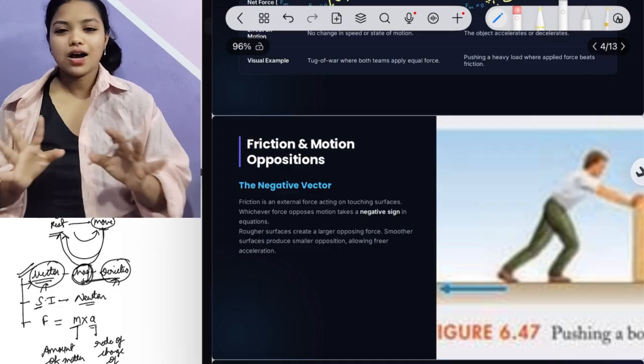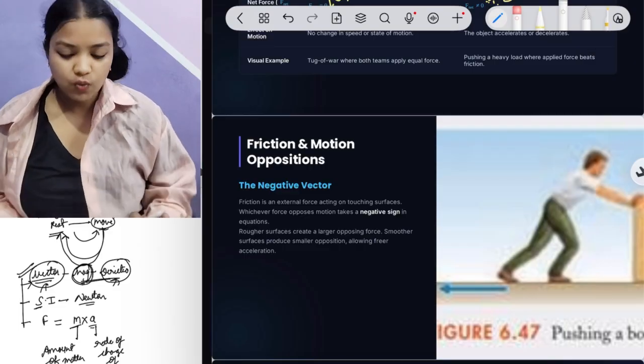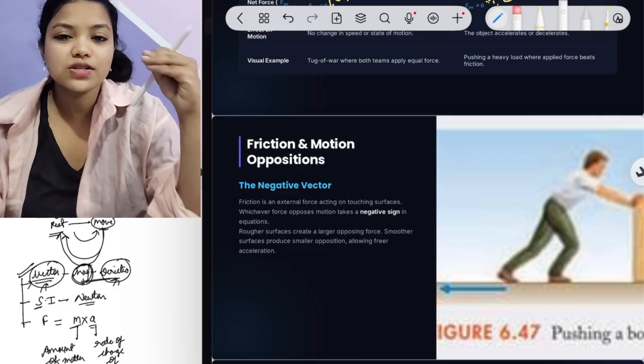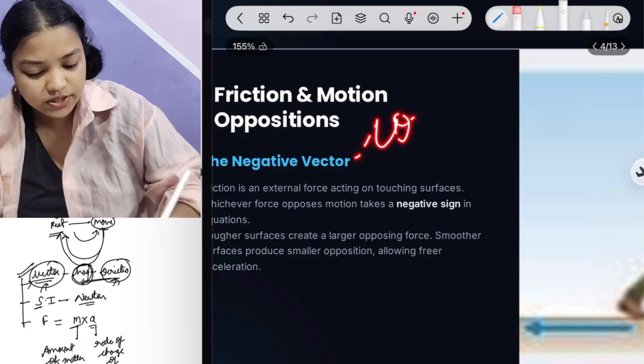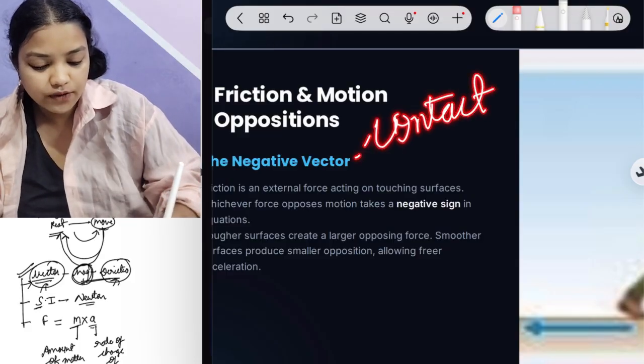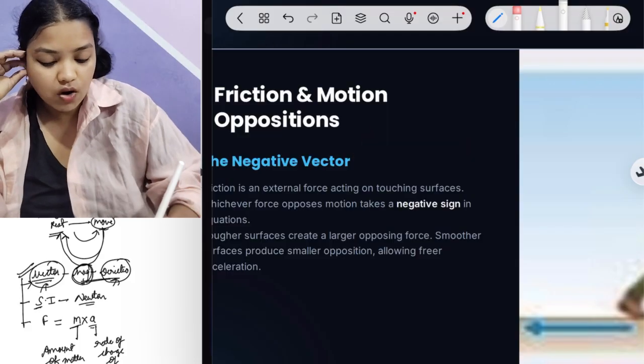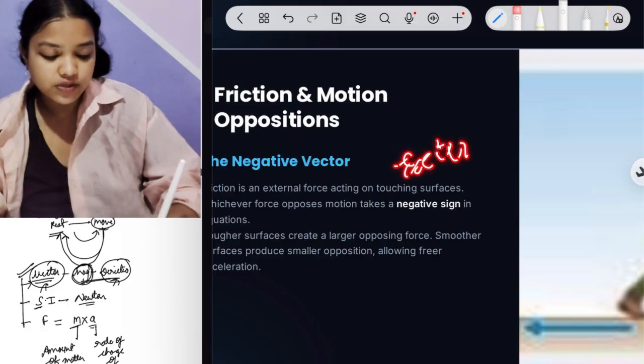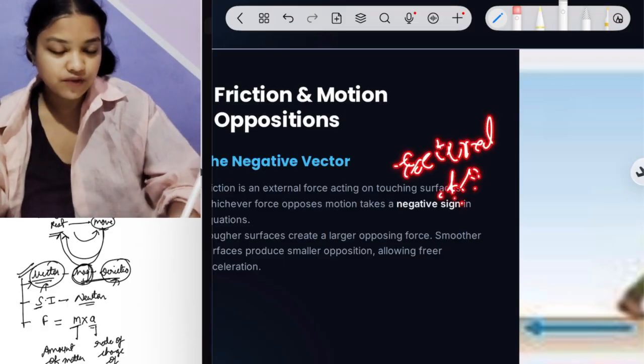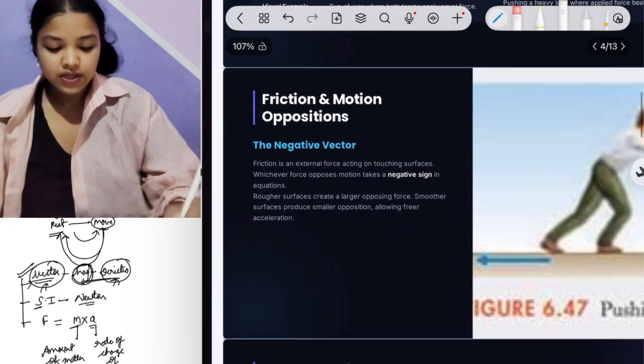Now another topic is friction force. What is friction force? Friction force is contact force. Friction force कैसा force है? It is contact force. Clear है? Other than contact क्या हो जाएगा? ये external force है. Friction force क्या है? External force है. Is it clear?